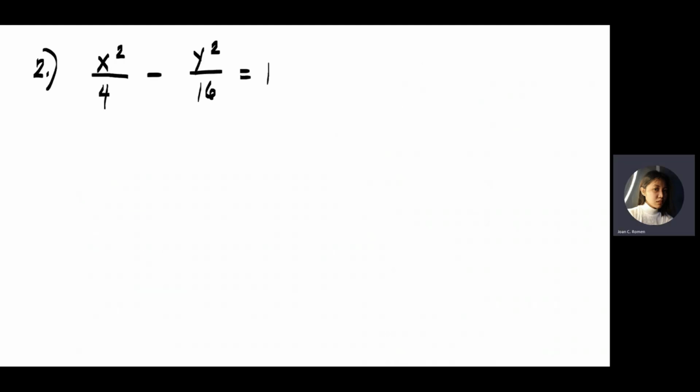x squared over 4 minus y squared over 16 is equal to 1. So this time, ang given natin ay standard equation. So paano naman natin itatransform itong standard equation to general equation? So to transform this standard equation to general equation, ang gagawin lang po natin, kunin muna natin ang LCD. So what is the LCD of x squared over 4 and y squared over 16? Okay, so the LCD is 16.